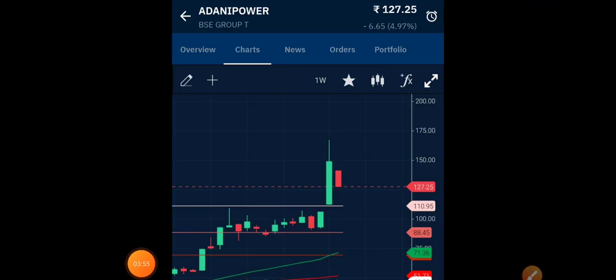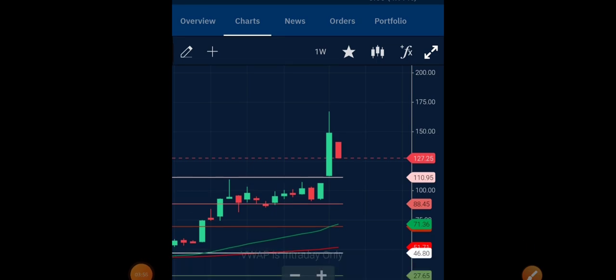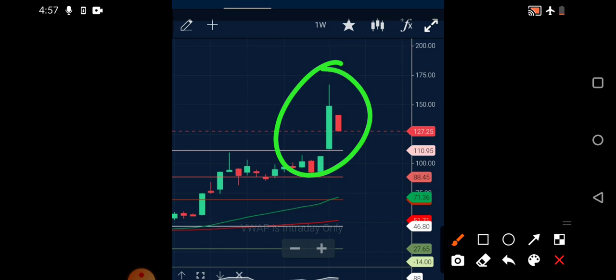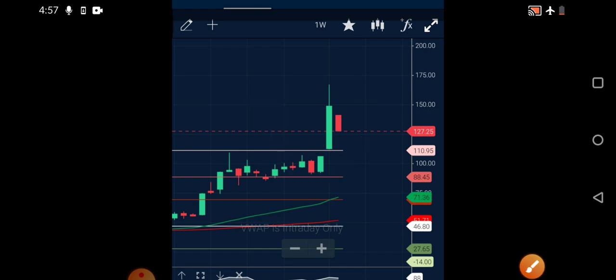Okay, so now we are back on the technical charts of Adani Power. You can see this is the weekly time frame. This is the week where it created huge momentum, and this is the next candle that has formed as a correction candle, and it has still not completed. Many people are not able to understand that.